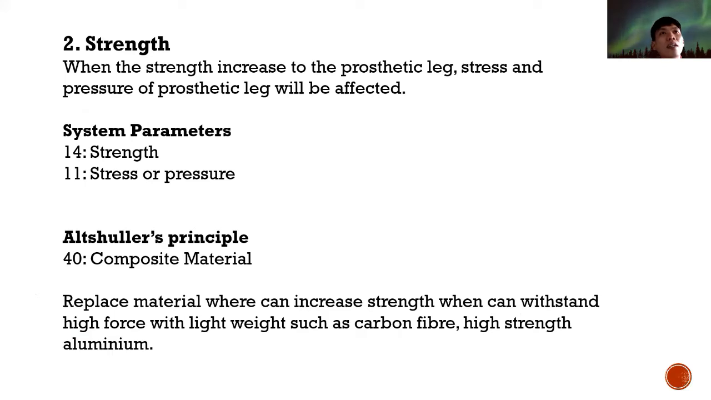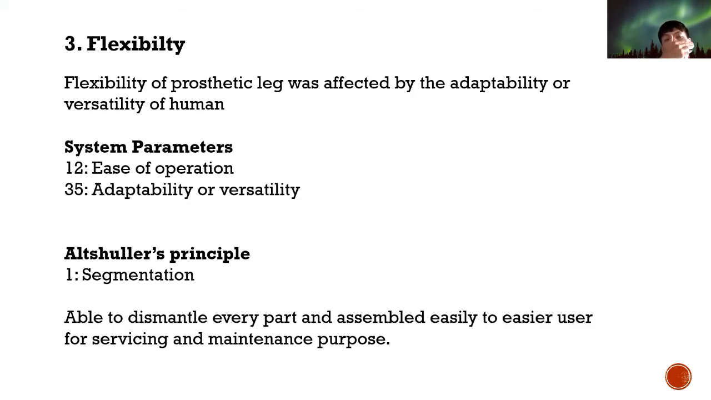Second is the strength. When the strength of the prosthetic leg increases, stress and pressure of the prosthetic leg will be affected. In system parameters, I choose strength as the improving feature. Then the worsening parameter is stress or pressure. Then I choose the composite material. So replace the material with one that can increase the strength and withstand high force with light weight, such as carbon fiber and high strength aluminum.